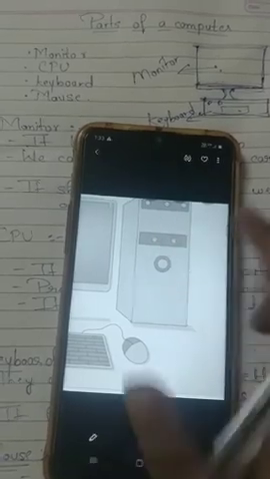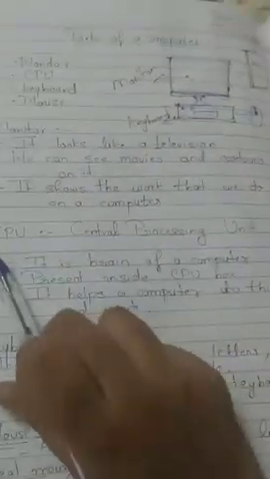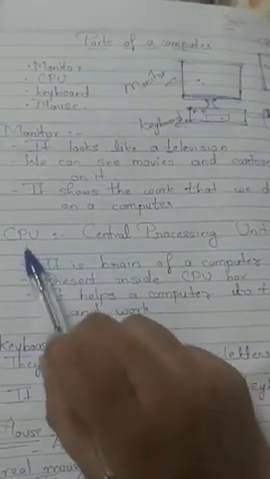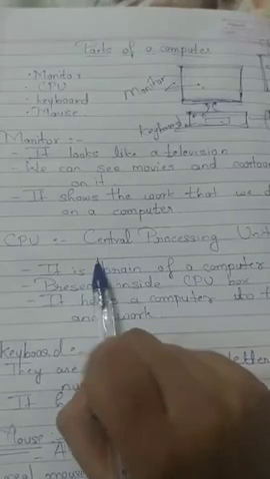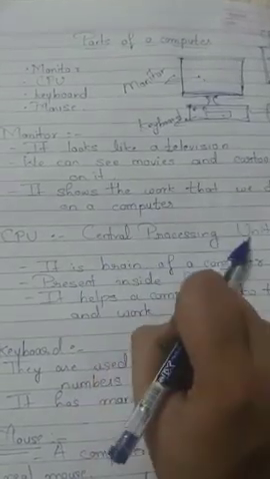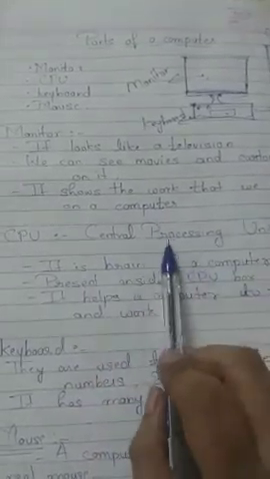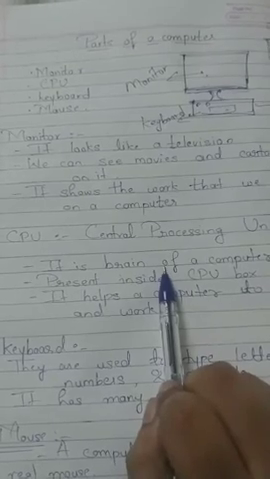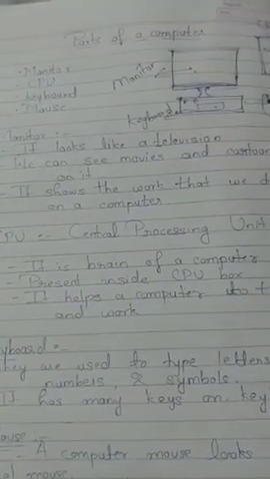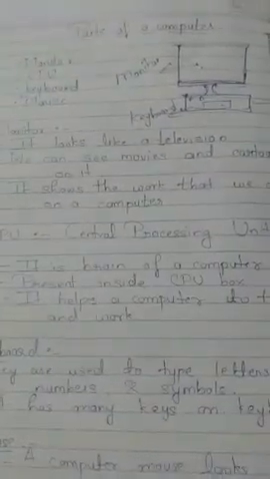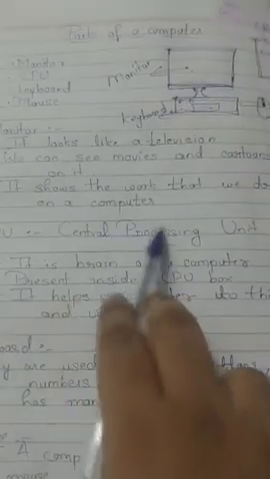And what is the CPU full form? C stands for central, P for processing, and then unit. Central processing unit. Got it? And what is the CPU? The CPU is the brain of a computer. In our body also the brain is there, and you store information in it. Yes or no? In a computer, the brain is the CPU.